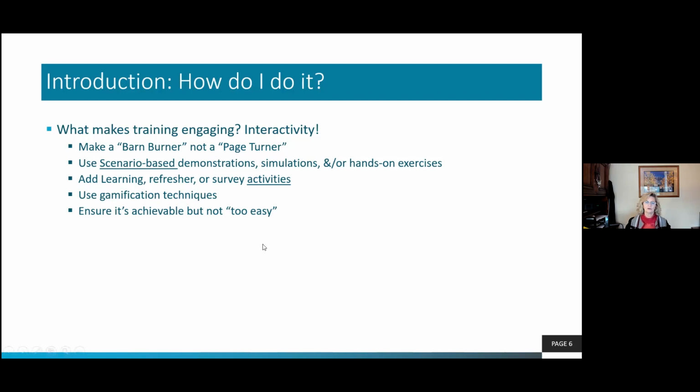But one of the things you want to make sure that when you're creating your exercises and simulations, you want to make them achievable, but not too easy. They have to be able to accomplish it, but if it's too easy, they're going to think, well, that was a waste of time. Of course I could do that. They need to engage and think about it and have a challenge. Adults like a challenge when they're learning.